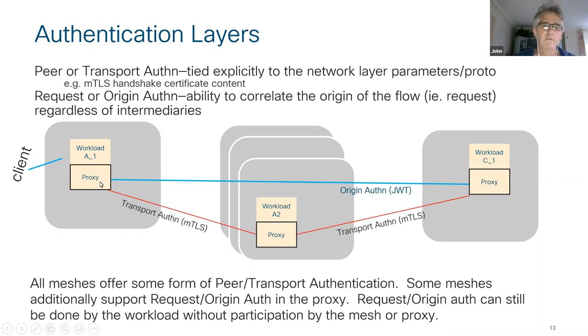And then independent of these hops, there may be a need, or desire, for the proxies to do what I label here origin auth, where the initial sender and the initial receiver do some communication to make sure they are who they expect they are. Now, in this case, I show the origin auth being done between the proxies, but of course, that can also be done directly by the workloads in some fashion outside of the scope of the service mesh itself.